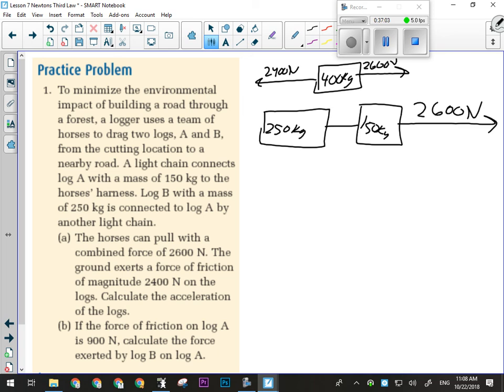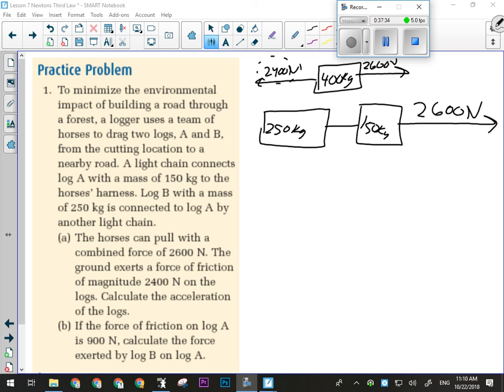For part B, they tell us a little bit more information. They tell us the force of friction on log A is 900 newtons, which means we could figure out the force of friction on the 250 kilogram one if we wanted to, because we know the total amount of friction. But at least for part A, you only need that top simplified system diagram. For part B, you'll have to isolate. I'll give you a couple more minutes, see if you can figure out the acceleration of the system for part A.